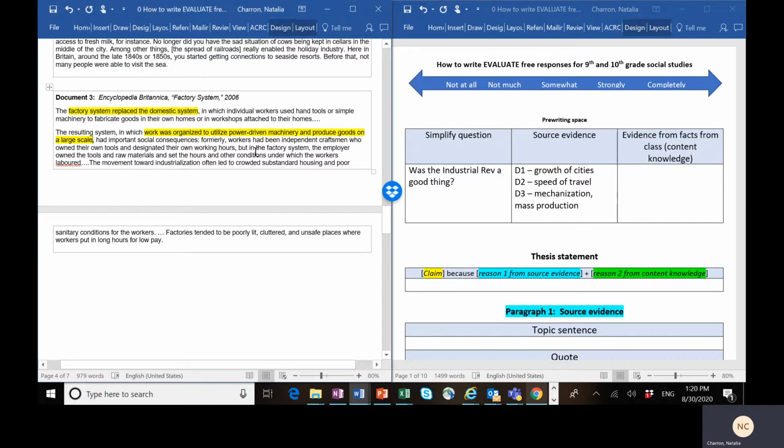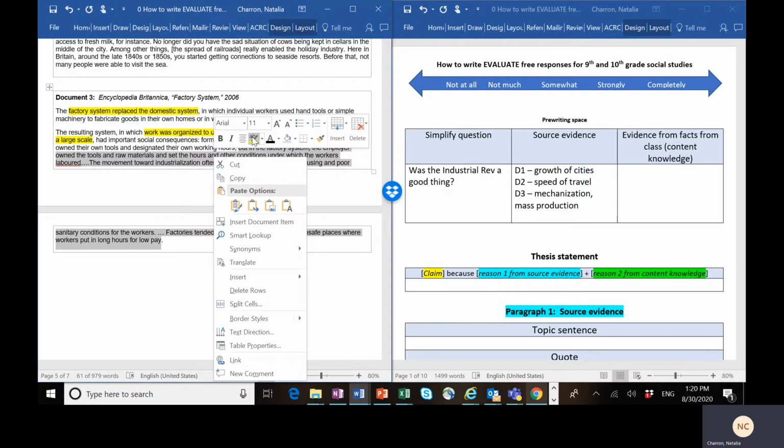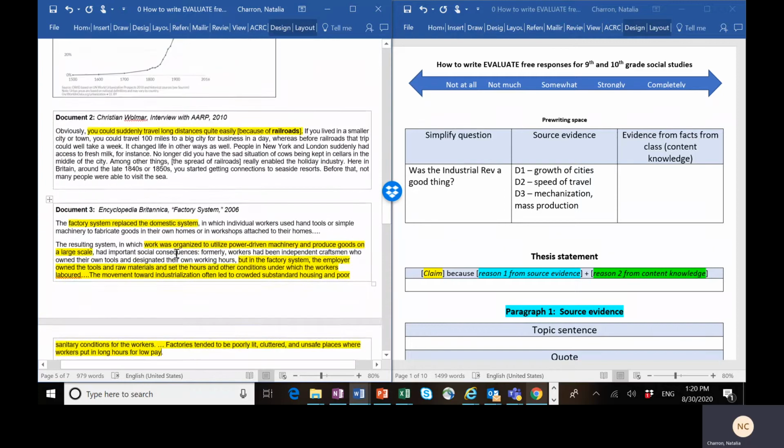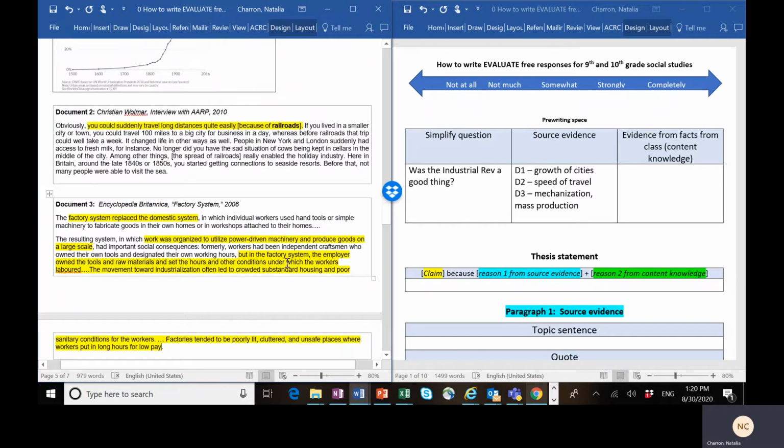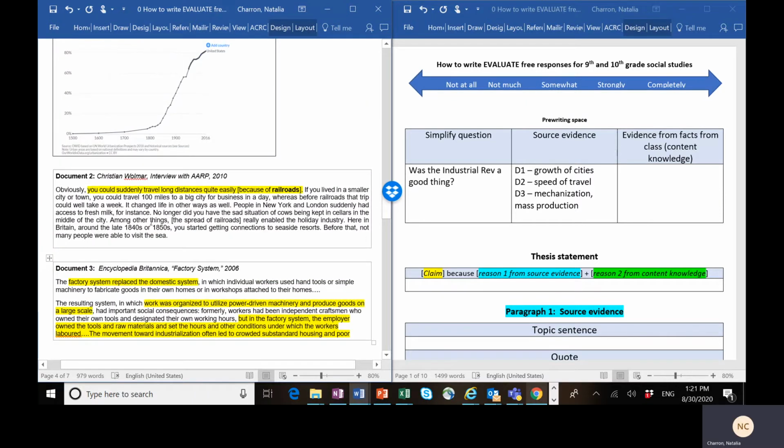I see at the end of the source, it also talks about some bad things about the Industrial Revolution, though, about how the boss not only owned the factories and the tools, but they also got to set the hours and wages for their employees, and how people lived in really unsanitary neighborhoods and worked in horrible conditions, and it was pretty rough, right? So as I was reading, I highlighted evidence that I could potentially use so that I don't have to look hard again when I look for my quote.